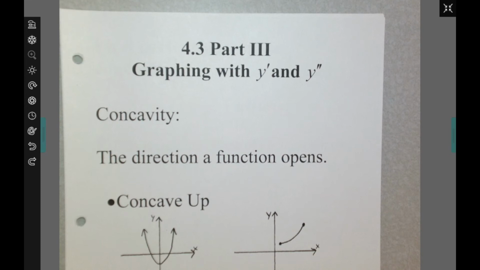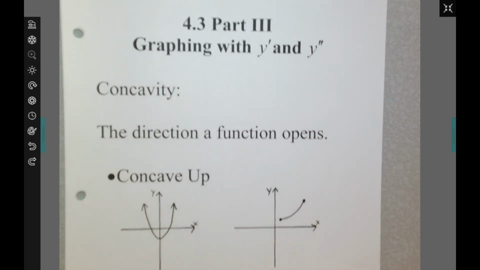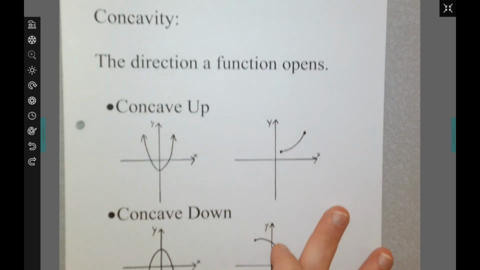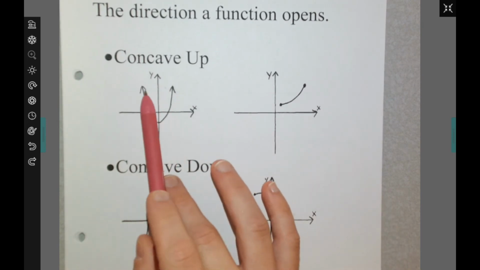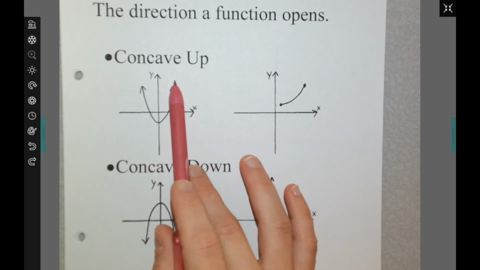4.3 part 3 deals with this concept of concavity. And concavity, broken down to its simplest terms, just tells us the direction that a function opens. So if we say a function is concave up, it opens up in this case.